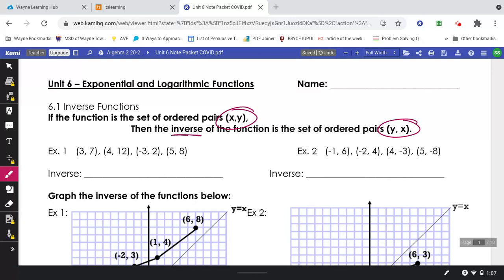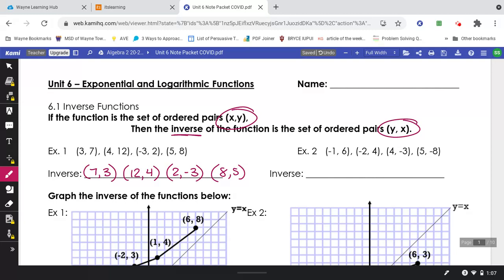So for example number 1, you have a list of ordered pairs. You're going to take the 3, 7 and change it to 7, 3. 4, 12 becomes 12, 4. Negative 3, 2 becomes 2, negative 3. Notice we didn't switch any signs there. The negative stayed on the 3. And then 5, 8 becomes 8, 5.